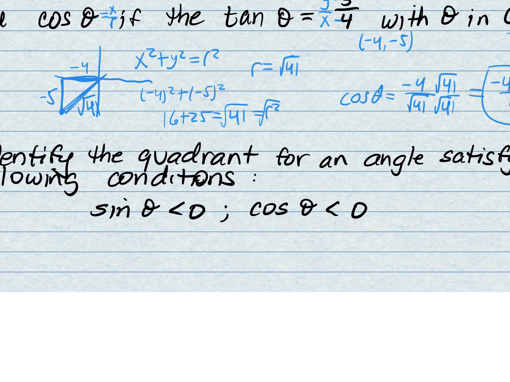All right, the last one on this page, I had a lot of questions about this one, but keep in mind, what does this mean? Okay, so I have sine of theta is less than 0. What kind of numbers are less than 0? What do we call those? Negatives, right? I also have that cosine is also less than 0, meaning cosine is negative.